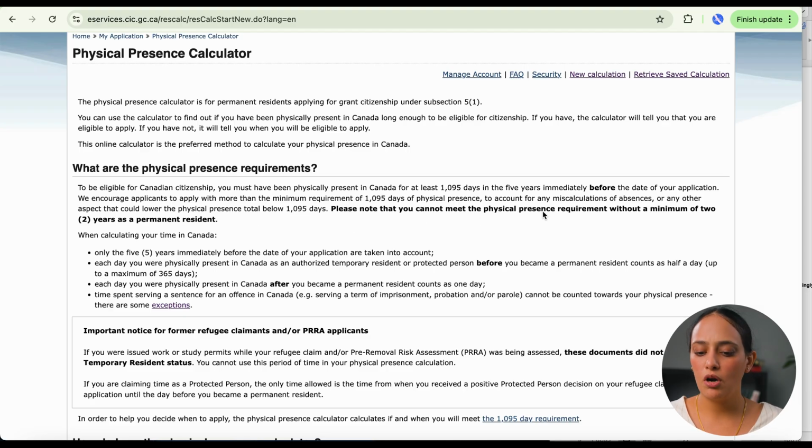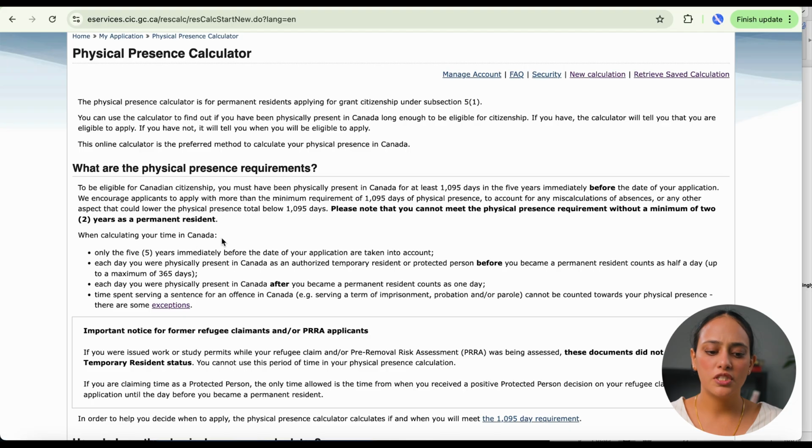Please note that you cannot meet the physical presence requirement without a minimum of 2 years as a permanent resident. So if you came here as a temporary resident on a study permit or a work permit, then you can count a maximum of 365 days as a temporary resident. And then after you became PR, you have to complete 2 years. And then you can apply for citizenship. But if you came directly as a PR, then you need to complete all 3 years as a PR, and then you are eligible for citizenship.